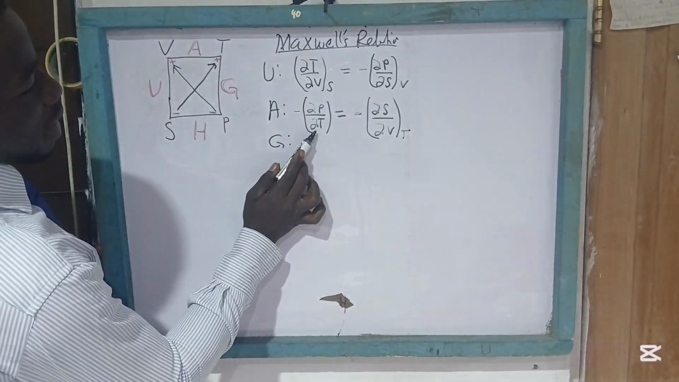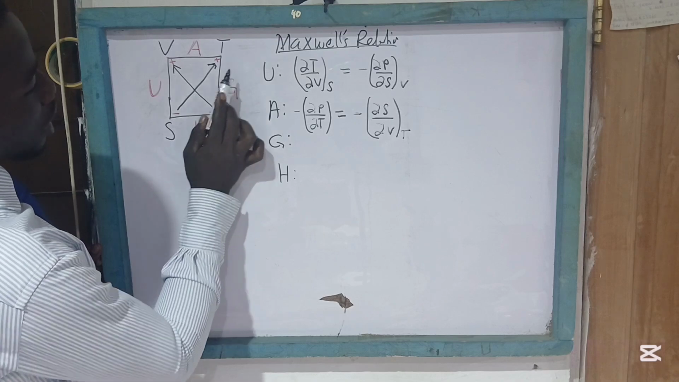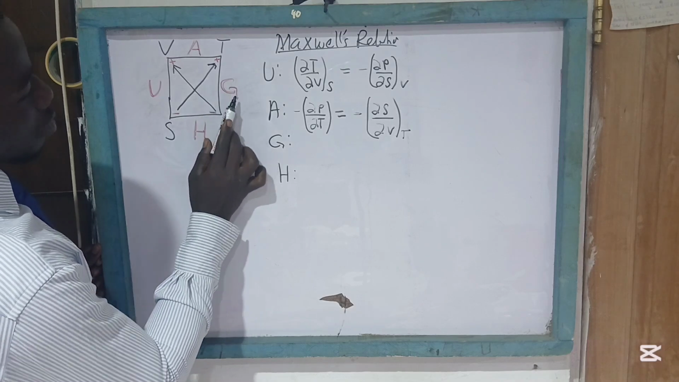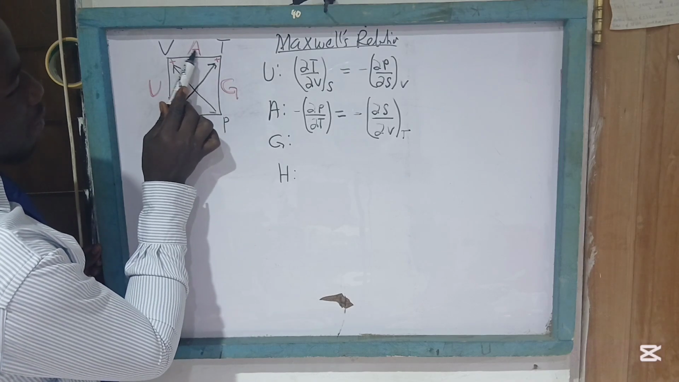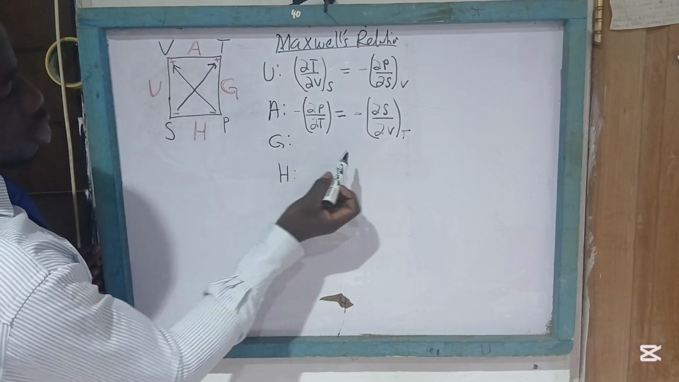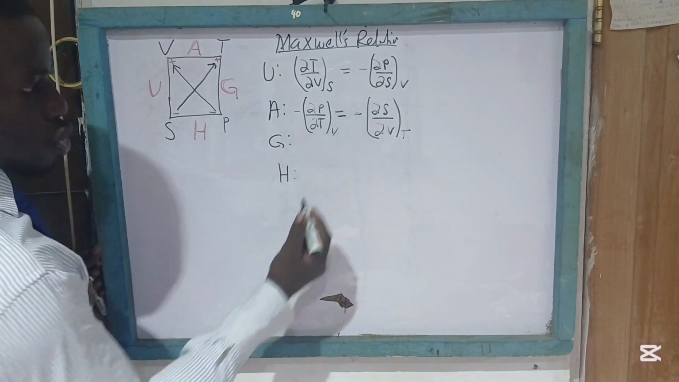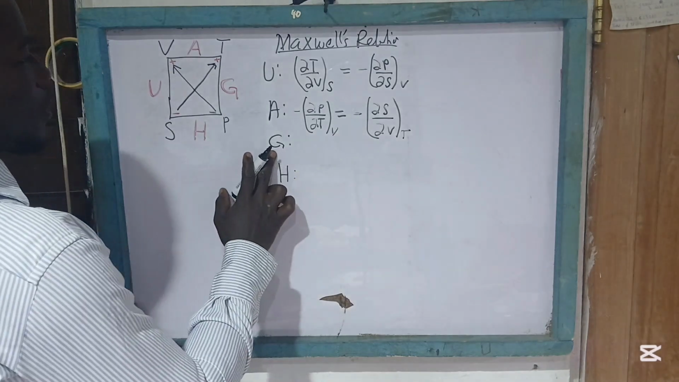What is our constant here? We do for P, moving towards A. Partial derivative of P, we jump the red one, partial derivative of T. The one after A, which is V, becomes our constant. So V here becomes our constant. Hope you are following. Let's do same for Gibbs free energy.